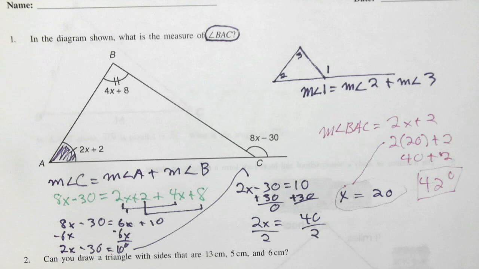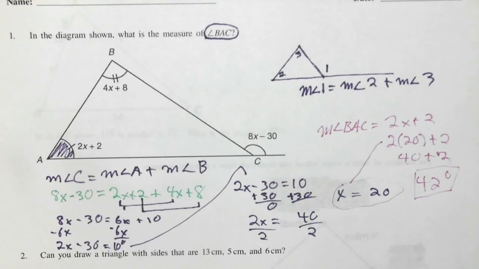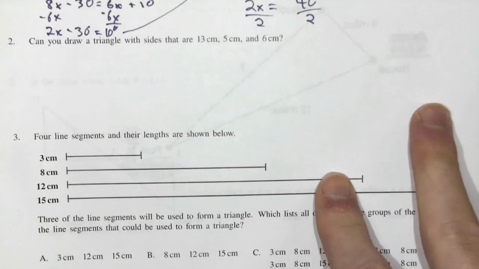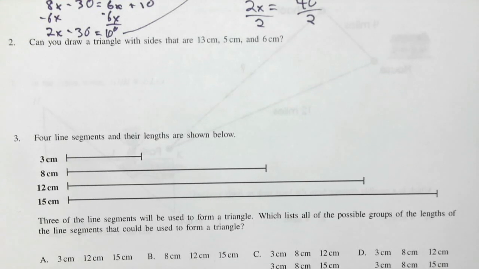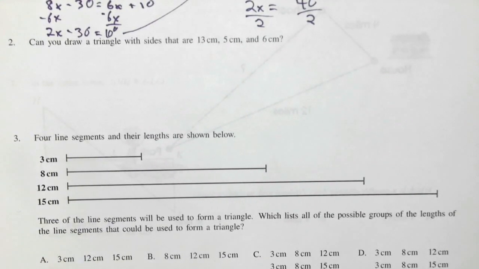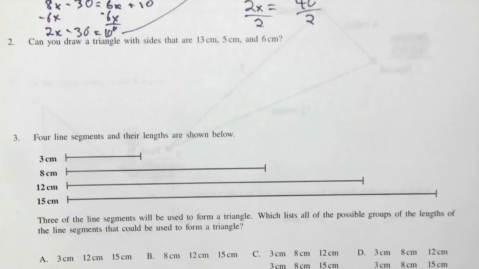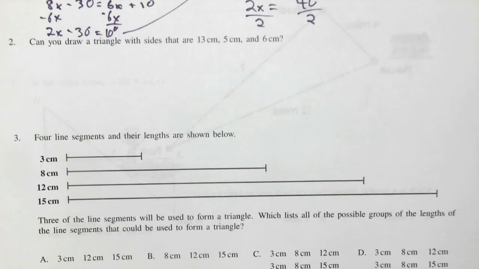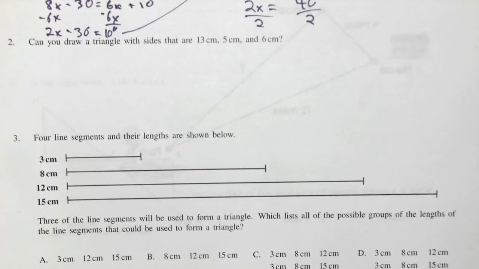Second question says, can you draw a triangle with sides that are 13, 5, and 6? So I'm going to give you about 10 seconds to think about that before I tell you the answer.